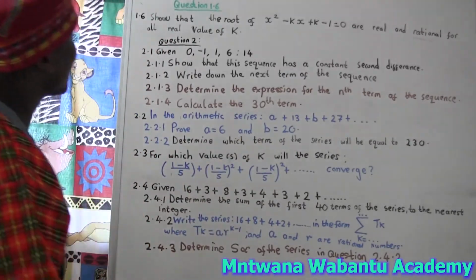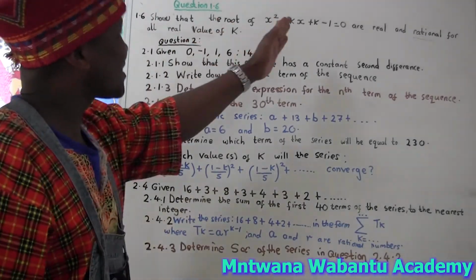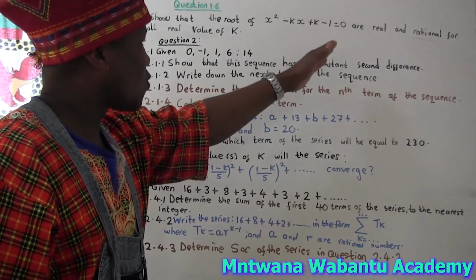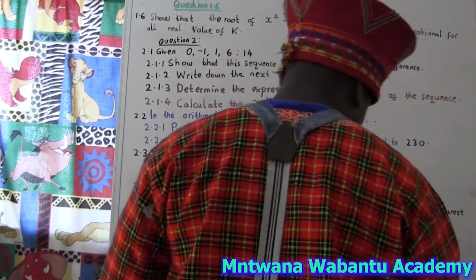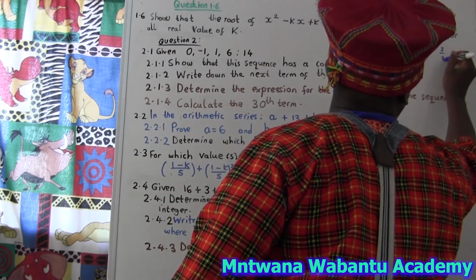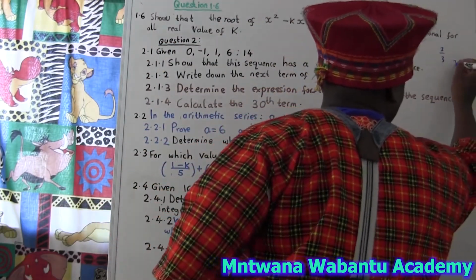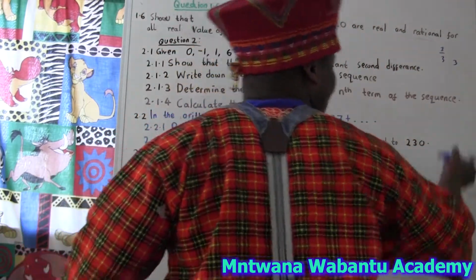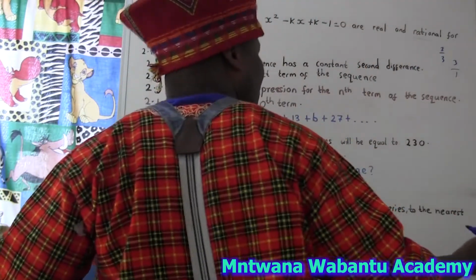Let's get started, man. So they say show that the roots of x squared plus kx plus k minus 1 are real and rational. Oh, what is rational, man? So rational, if somebody gives you 2/3, that's a rational number, or any number as a fraction. 3, is this rational? Yeah, you can write it as 3/1, because 3/1 is still 3. a/b, yes, it's rational.